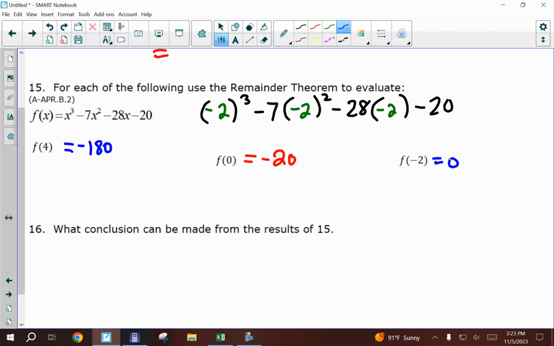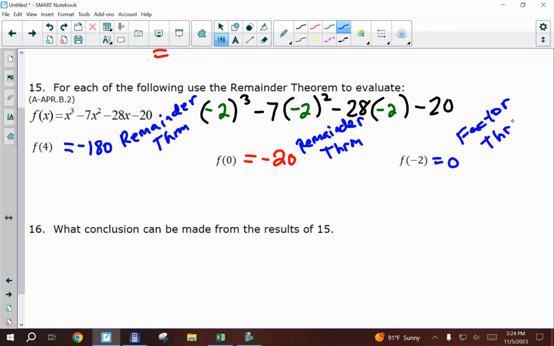So we'll talk about all that stuff in number 16. It says, what conclusion can be made from the results of 15? First of all, I just want to make sure this is clear. This is called the remainder theorem on this problem. And this one is also called the remainder theorem. And then this one right here is called the factor theorem. So the name of the theorem is based off of the results. If the result gives you 0, it's the factor theorem. If it doesn't give you 0, then it's the remainder theorem.